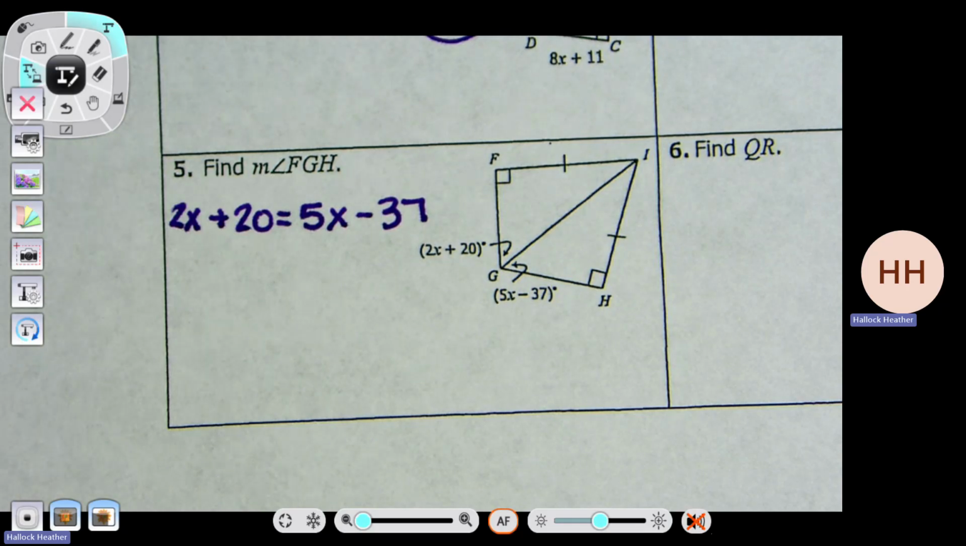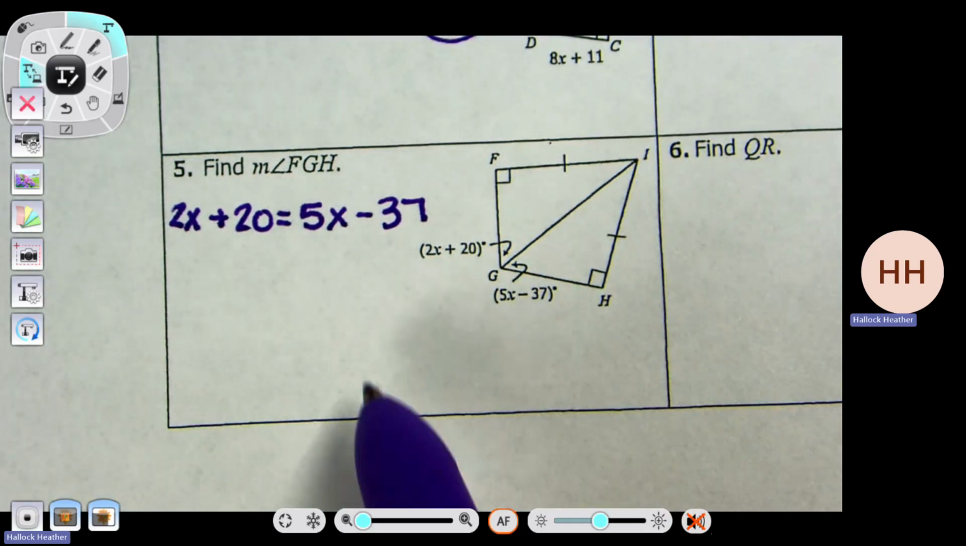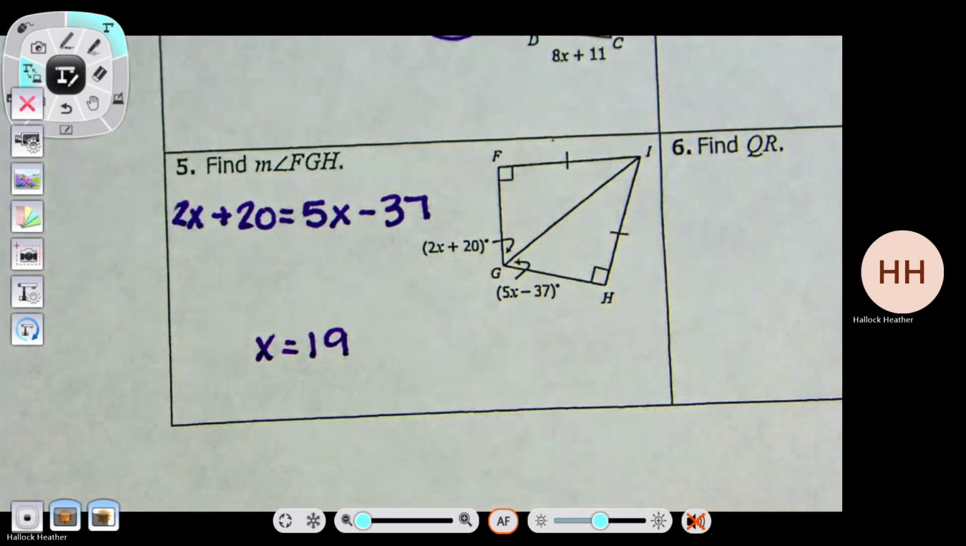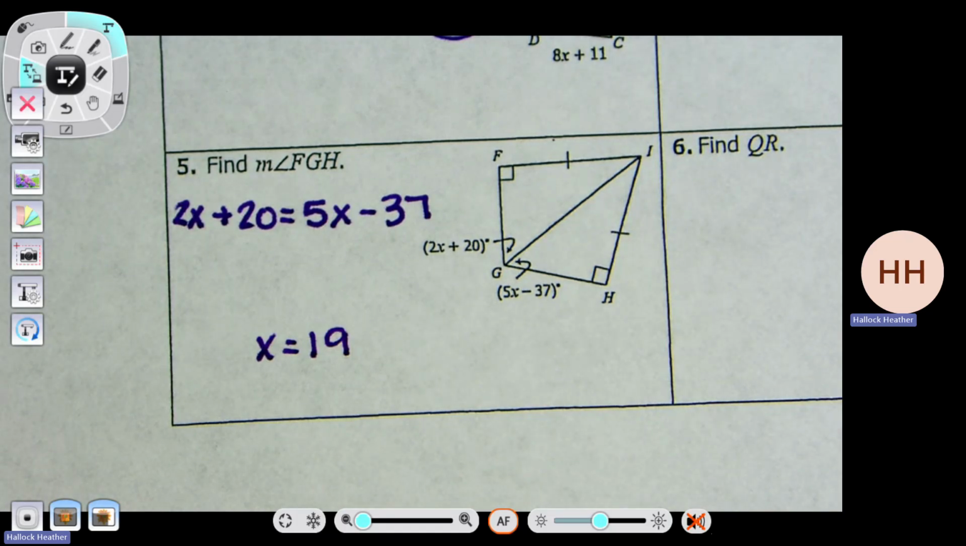What'd you get for X? I got 19. Good. Nice. Okay, X equals 19. And then what'd you get for the answer? Like for the triangle thing, I got 86. Is that the answer? That's not the answer.